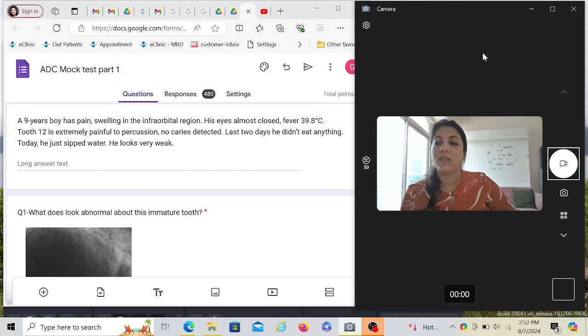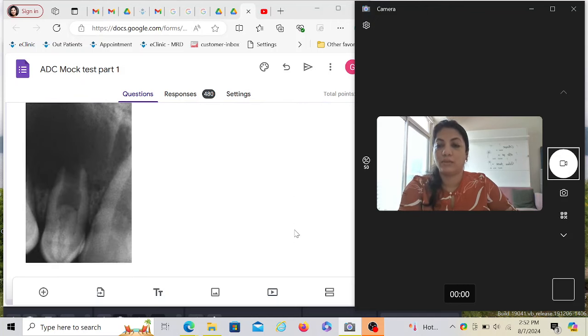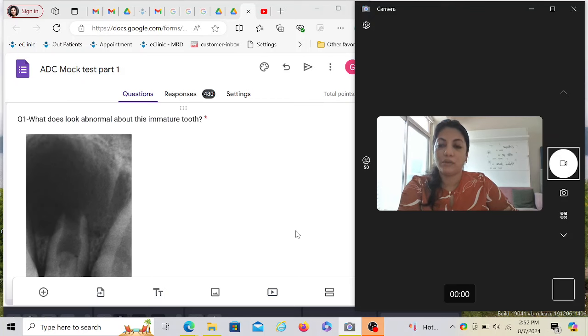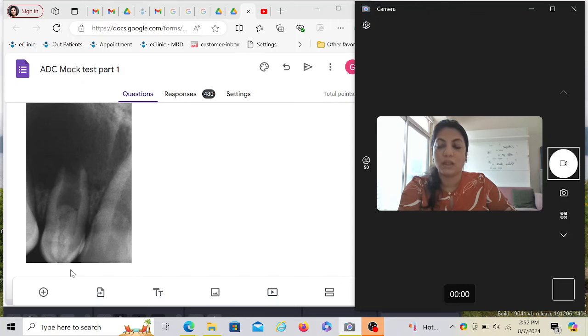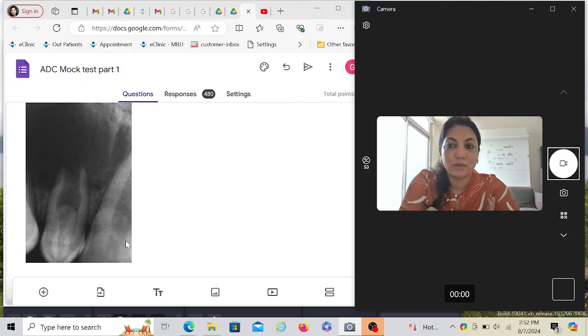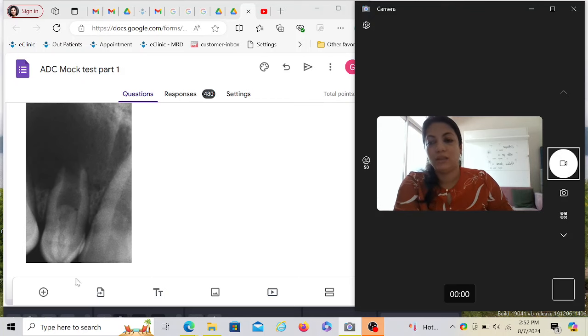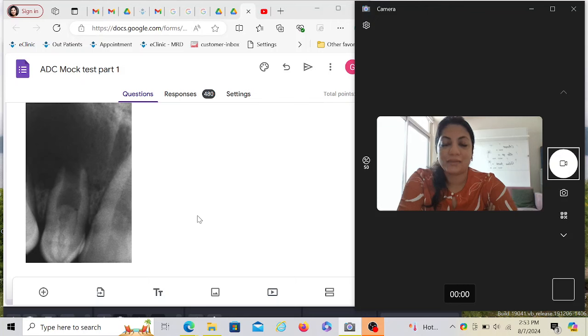You understand? So what does look abnormal about this immature tooth? A very straightforward question, but a very tricky question. It says, what does look abnormal about this immature tooth? Now, whenever there's an immature tooth, there will be an open apex. So that is not the abnormality in this tooth. The abnormality is this portion. All of you must have studied oral pathology and would have studied a term called dens in dente, and that is what it is.